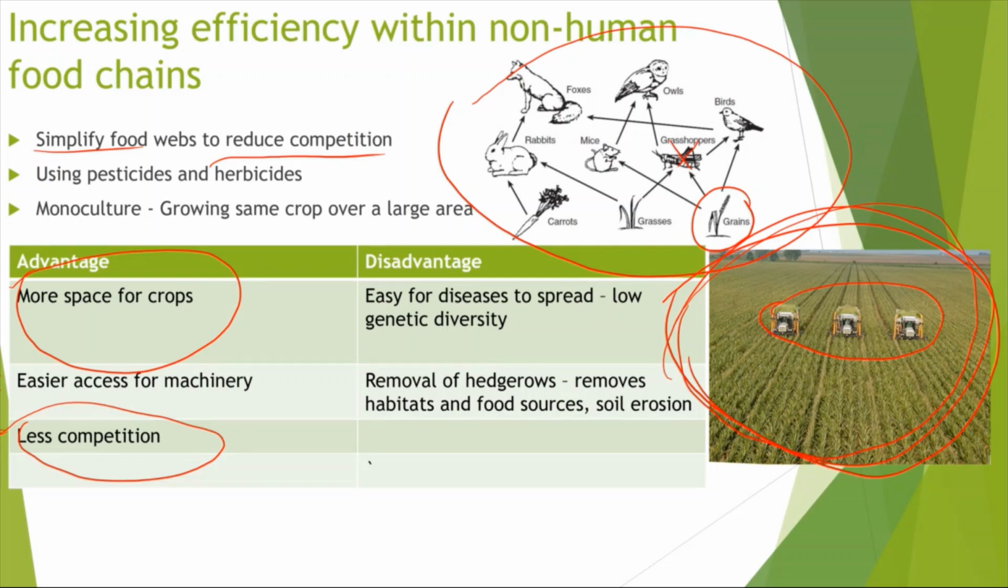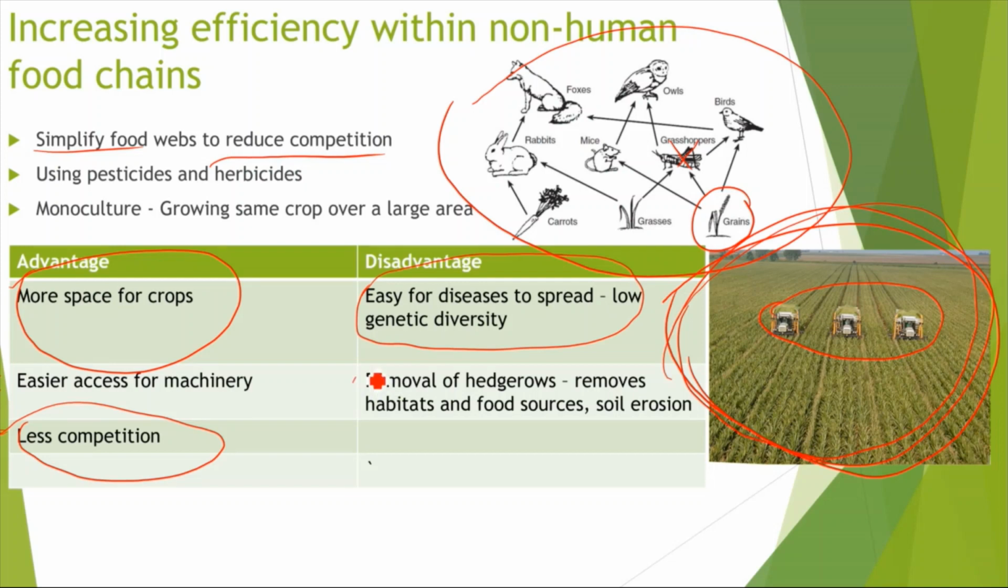Okay, now looking at disadvantages, because we're only growing that one type of crop, it's very easy for diseases to spread, because there will be very low genetic diversity because we only have one crop. And also these diseases can spread very, very quickly because there's a large area which is covered by the same plants, and yeah, this allows the diseases to spread quickly.